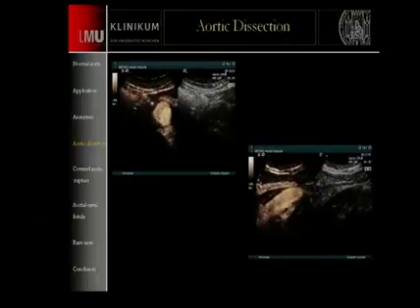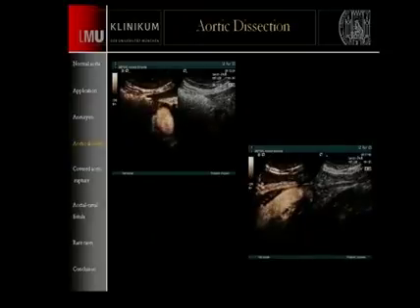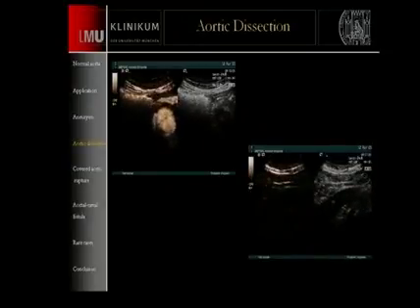But where is the left renal artery? Could we see it? Really hard. I couldn't find it.